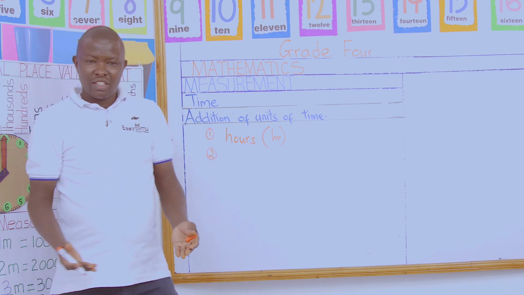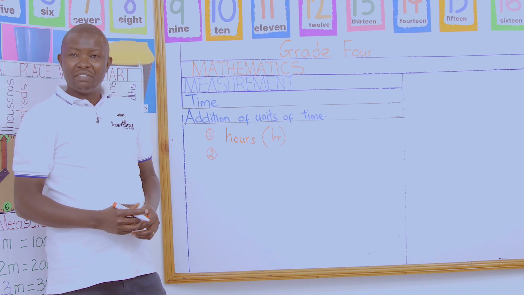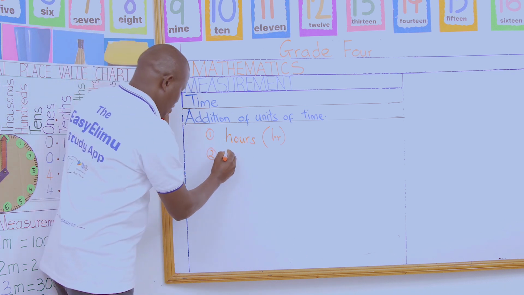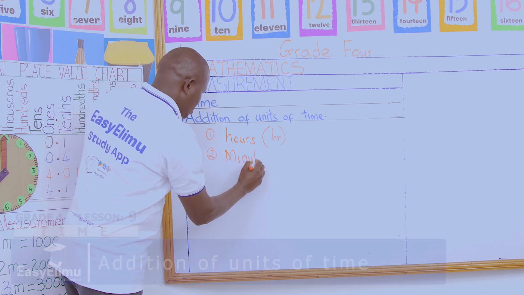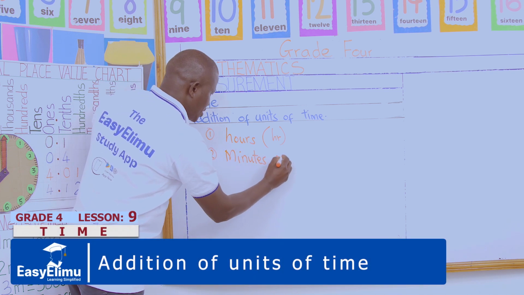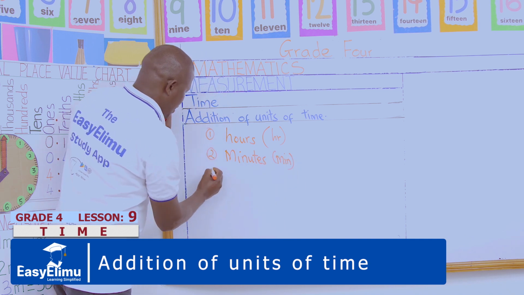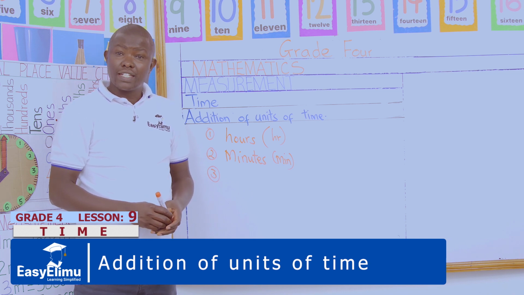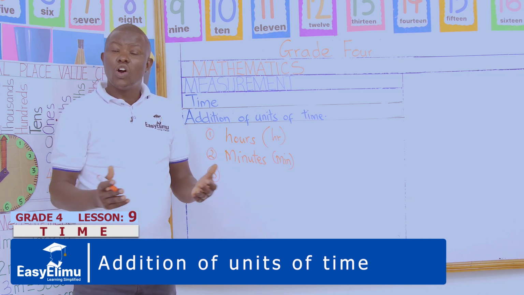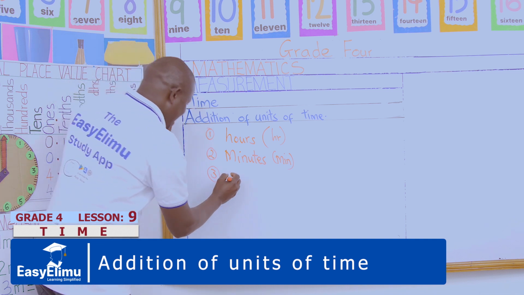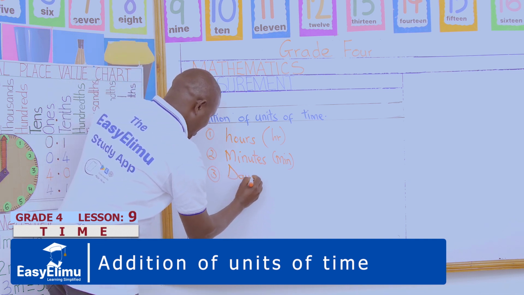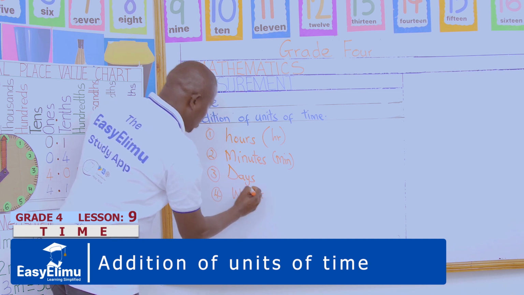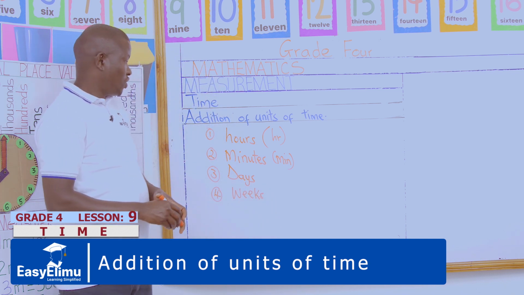Another unit of time. Victor, another unit of time. Yes, we have also learned changing time to minutes. So minutes is another unit of time. I can write it in short form like that. And another unit of time. We have said we can tell time in either days or weeks. So those are other two, days and weeks. So these are very vital units of telling time.